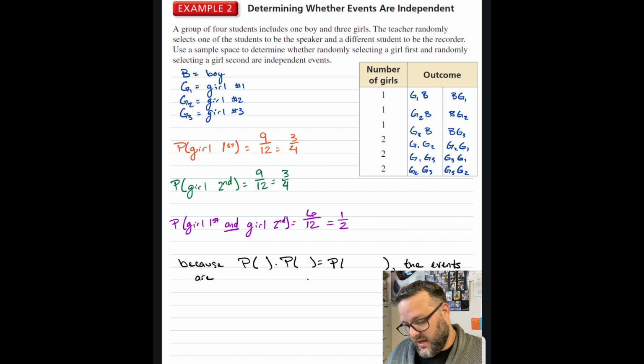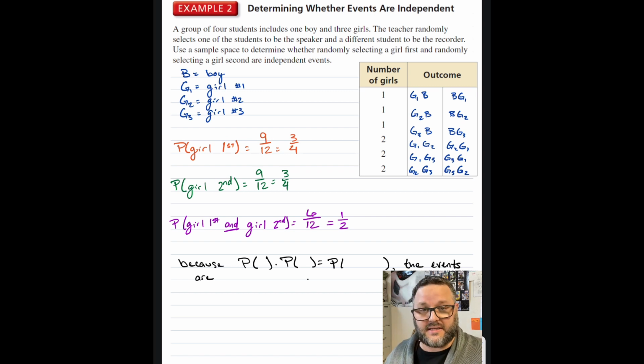Let's move on. Here I've got a lot of things already worked out. Let's talk about them. In this case, we've got a group of 4 students to include 1 boy, 3 girls. Teacher's going to randomly choose 2 positions. The first question is, what's the probability of choosing a girl first?